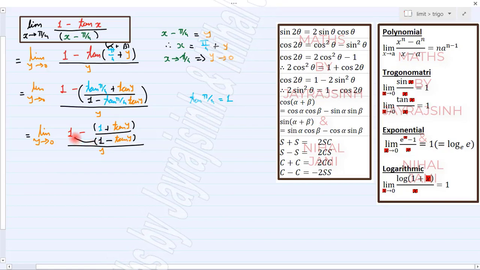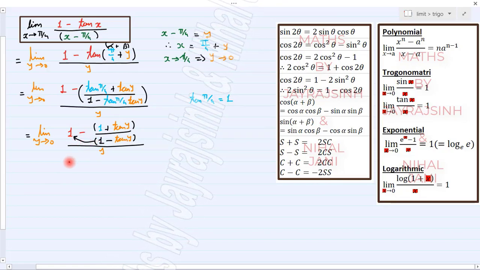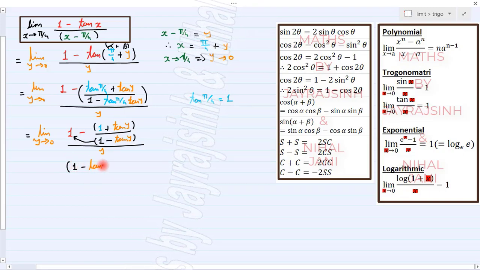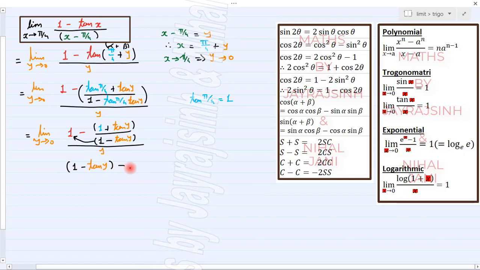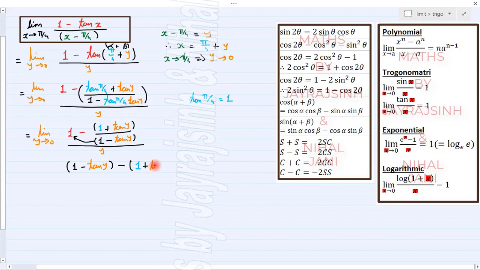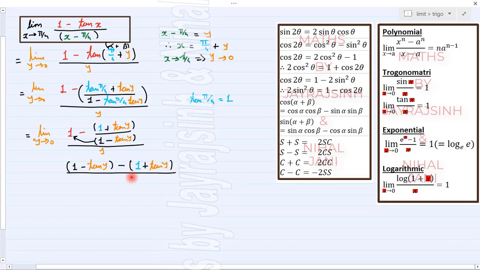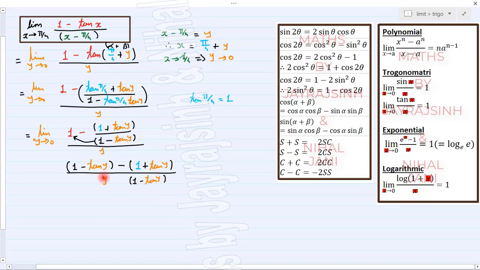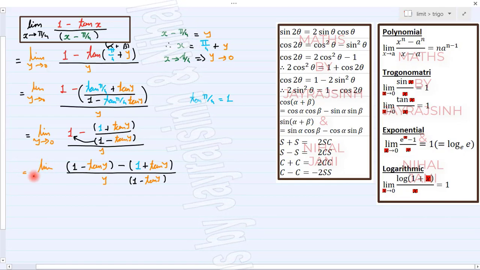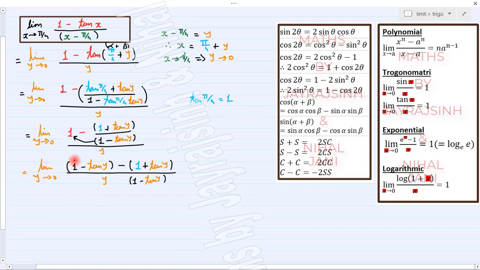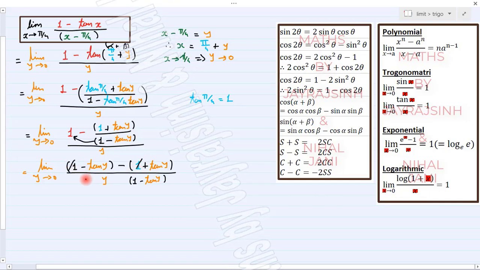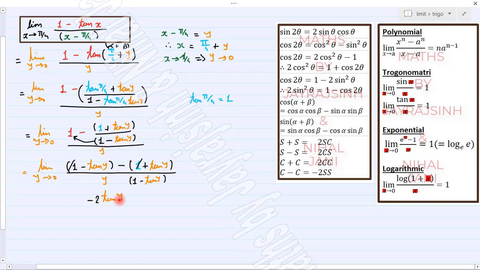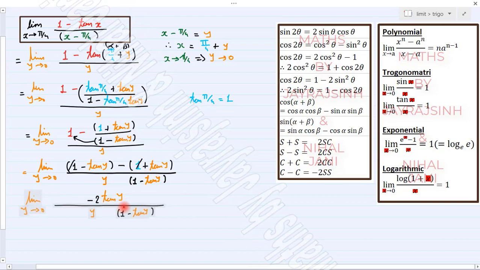For more simplification, we have to take the LCM. 1 minus tan y will multiply with 1, which will give us 1 minus tan y, minus 1 plus tan y as it is, whole divided by 1 minus tan y, and this y will also remain as it is. Your limit is still y tends to 0. Now here this 1 will cancel out and minus tan y will become minus 2 times tan y, and the rest of the things will be as it is.